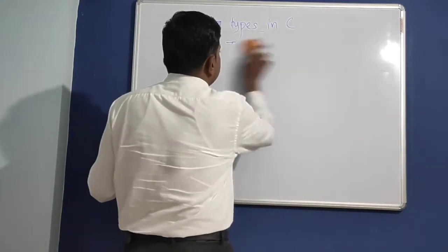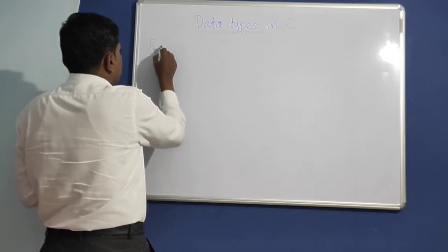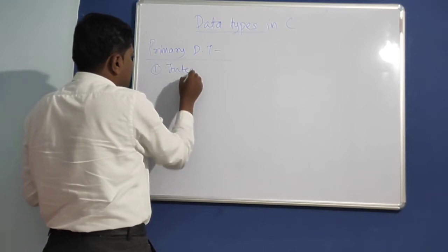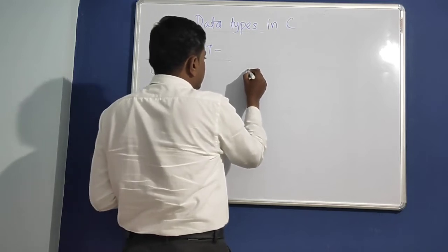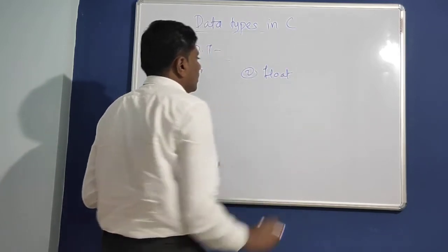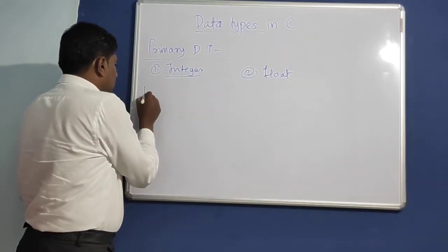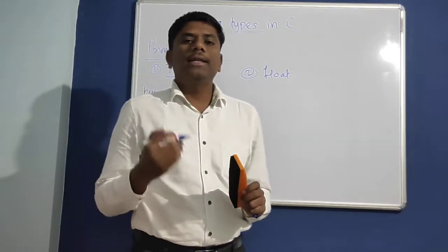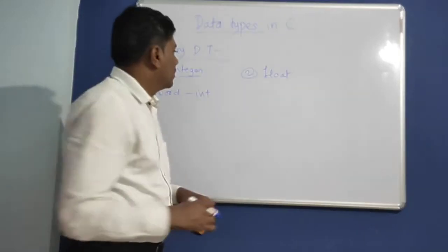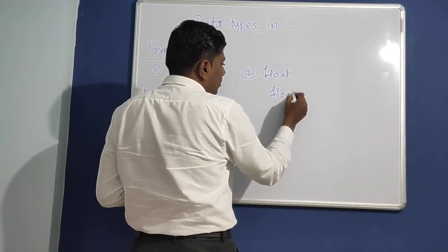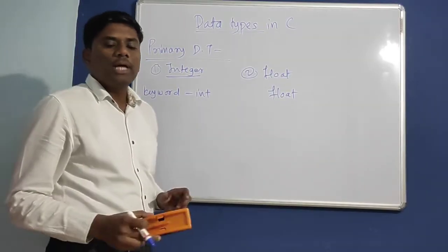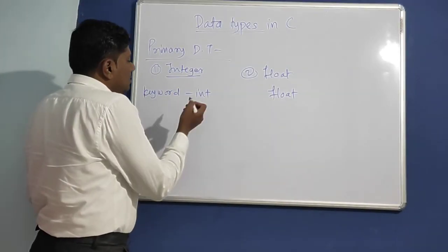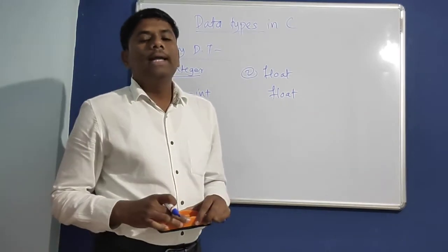Primary data types in C language. So first one is integer. Second is float. Getting? So see, for integer data type, the keyword is int. That means, suppose you want to declare any integer variable, you should use int keyword. For float data type, keyword is float. We know that keywords are always in lowercase letters. Getting?